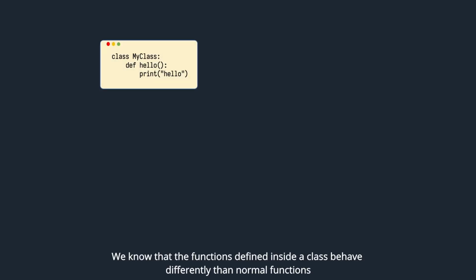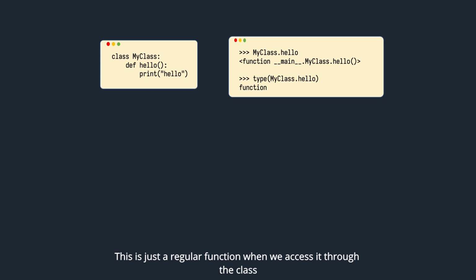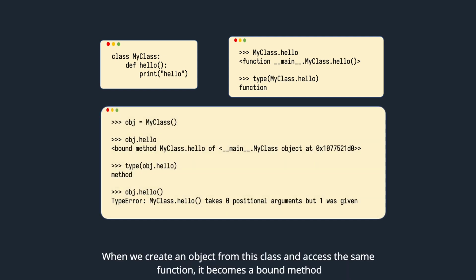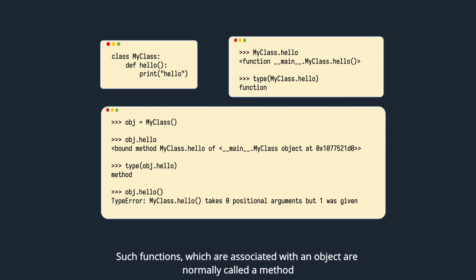We know that the functions defined inside a class behave differently than normal functions. The behavior depends on how the function is called. This is just a regular function when we access it through the class. When we create an object from this class and access the same function, it becomes a bound method. Such functions, which are associated with an object, are normally called a method.